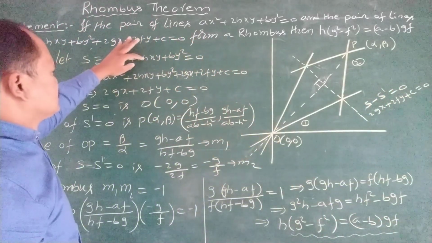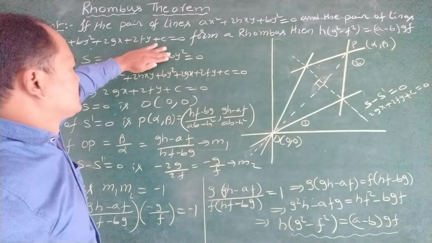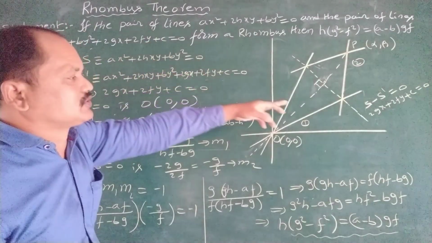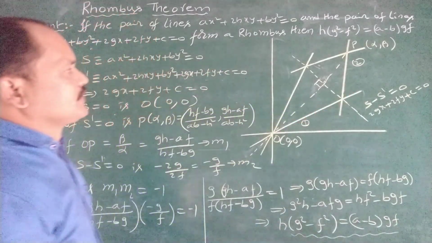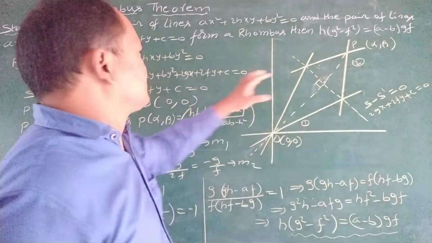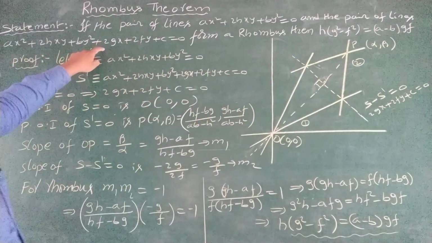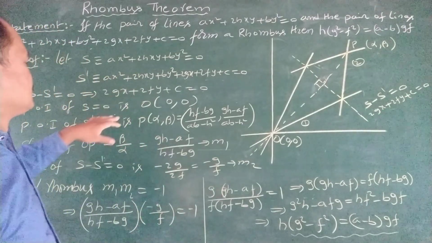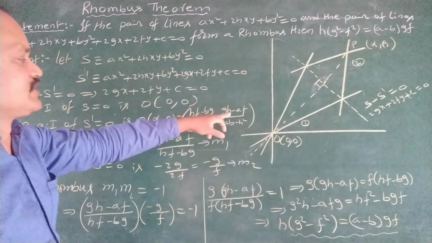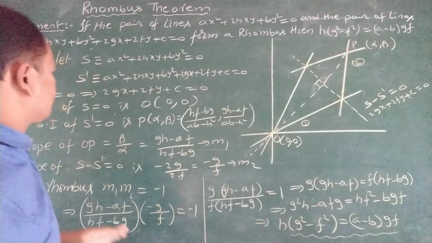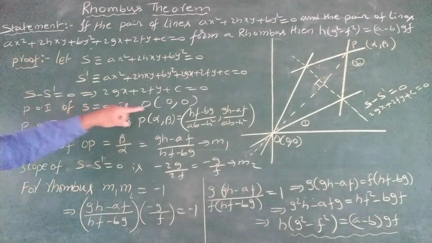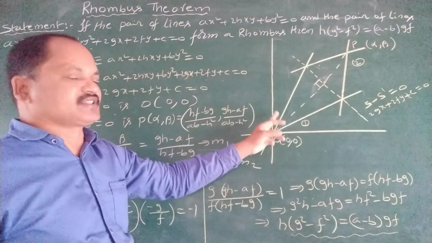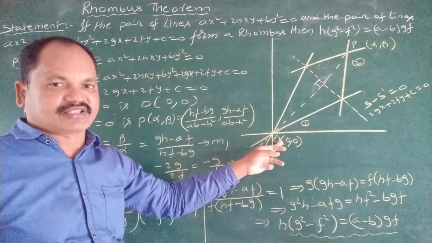So this is the different part from these two. This is common, then the different part is 2gx + 2fy + c = 0. And we know the point of intersection of this pair of lines, already discussed in the previous class: (hf − bg)/(ab − h²)... that is, (hf − bg)/(a − h²), (gh − af)/(a − h²). So the point of intersection of the first pair of lines, since it is a homogeneous equation, passes through the origin, that's why O(0, 0).